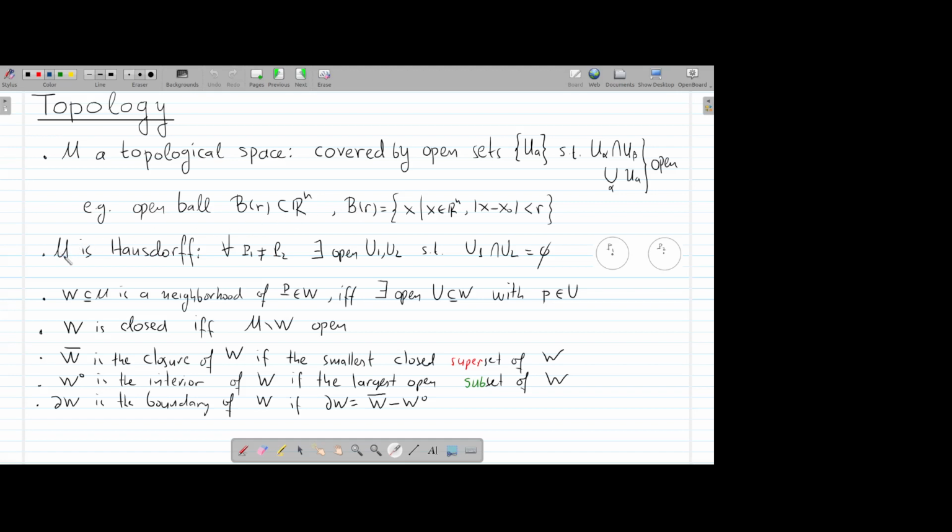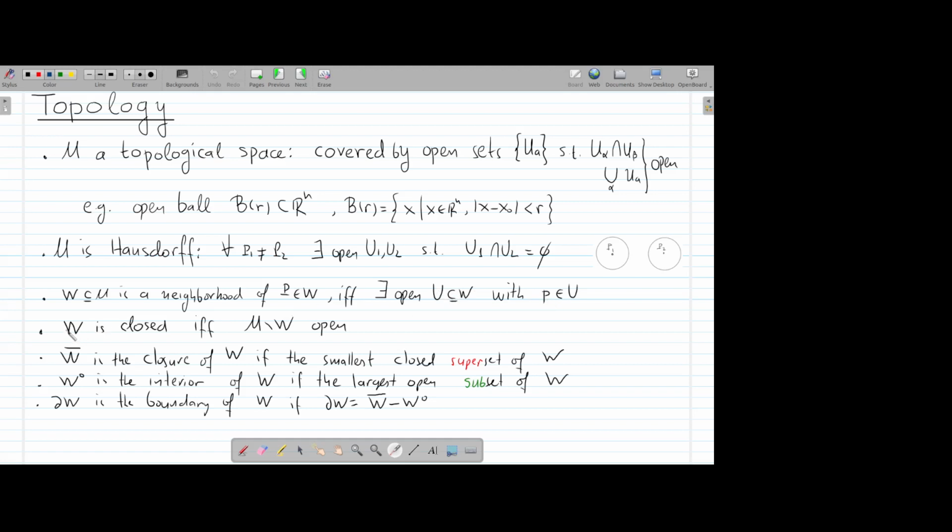A topological space is a Hausdorff topological space if any two of its points have open sets U1 and U2 that contain those two points, but their intersection is the empty set. We call any set, open or not, a neighborhood of point P if there is an open set contained in W that contains the point P.